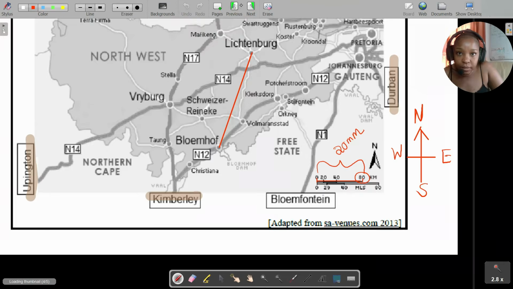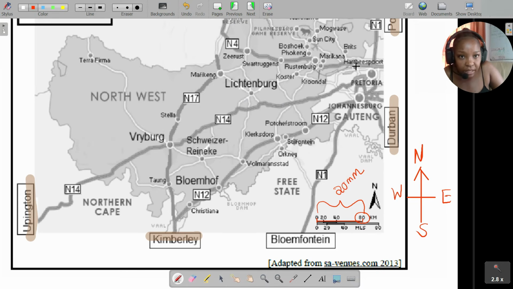So let's look for that. You can see that that's Hartbeespoort that is there, right? To Schweizer-Reneke. I don't know how to pronounce this. Please, someone help me with the pronunciation of this word. So we're going from there to there. You're starting there, going there. So what is the general direction?